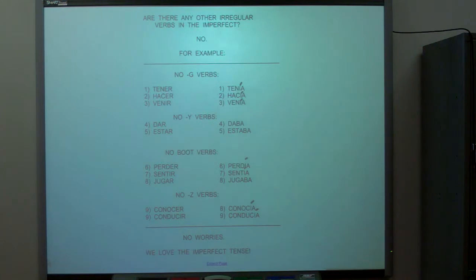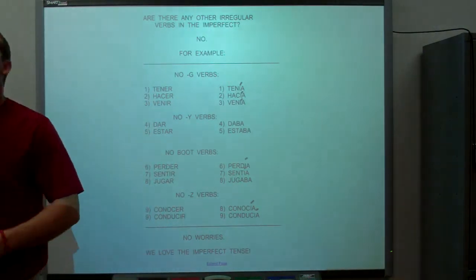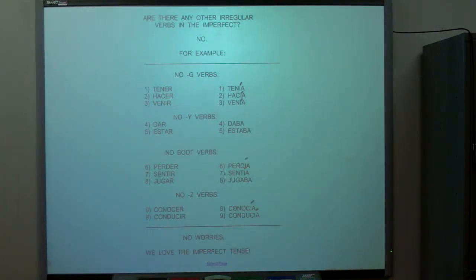Conducir is to drive. In the present tense, it's yo conduzco. There's a Z, I drive. But in the past tense, yo conducía a la escuela. I always drove to school, or I was driving to the school.